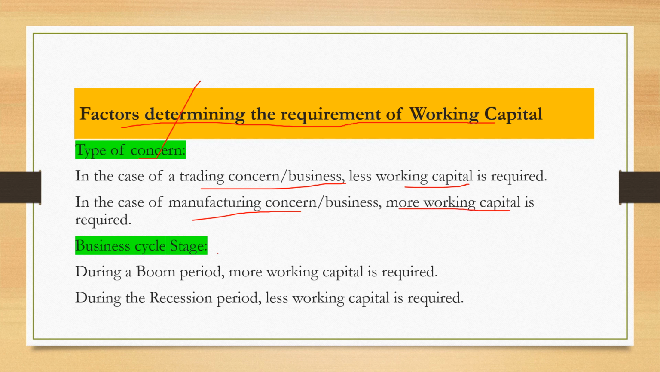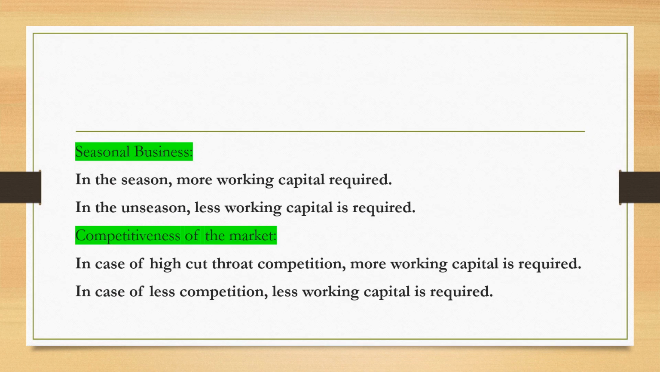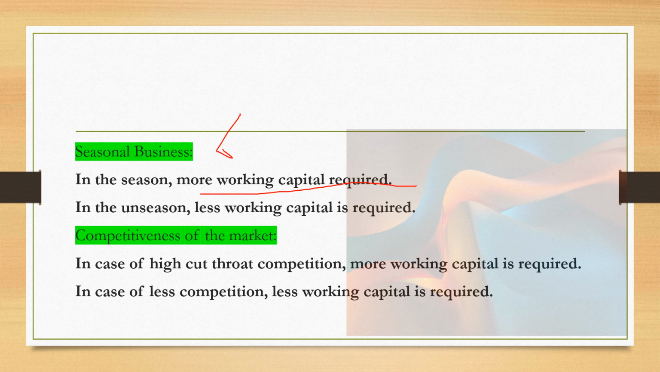Now the second factor is the business cycle stage. During the boom period, more working capital is required. During the recession period, less working capital is required. Next, we'll see seasonal business. This is also another factor. In the season, more working capital is required. In the season, the business turnover will be more. If the turnover is more, expenses will be more. And to meet the expenses, what is required? Working capital is required. So in the season, more working capital is required. Then in the off-season, if it is not the season, less working capital is required.